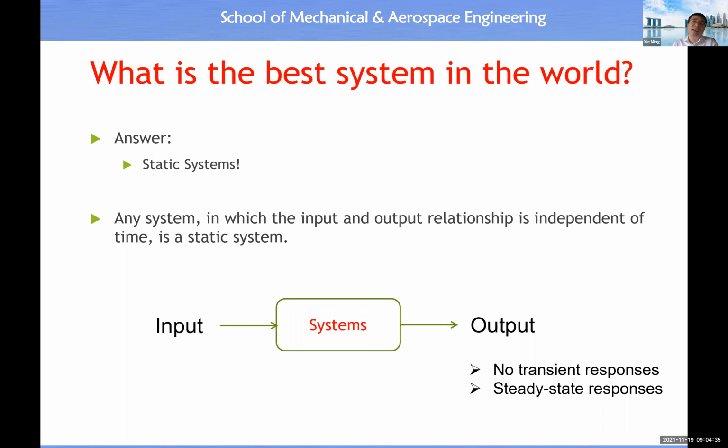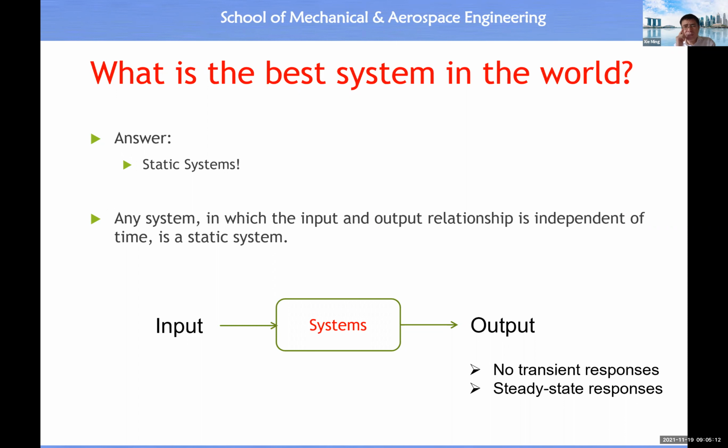Then in terms of a system, we may ask this question, what is the best system in the world? But interestingly, the answer is what? The answer is a static system, okay? Then you may ask this question, what is a static system? So a static system is a system in which the input-output relationship is independent of time, okay? So that means there is no dynamic response, or in technical terms, there is no transient response. There is only a steady-state response.